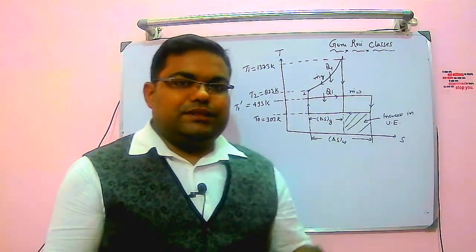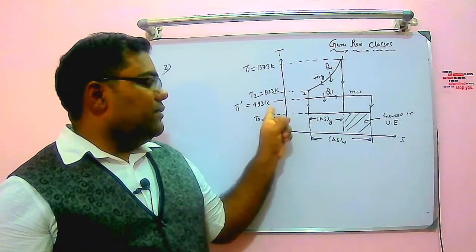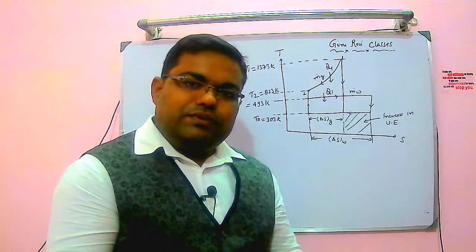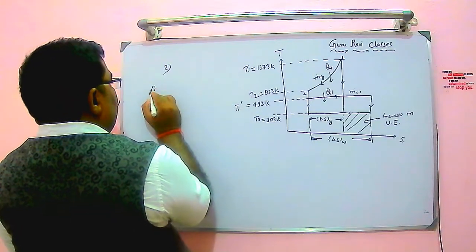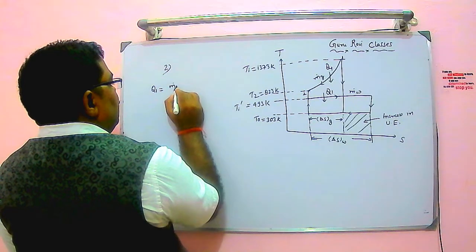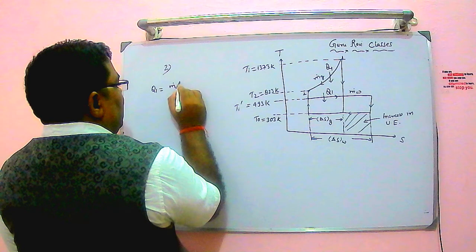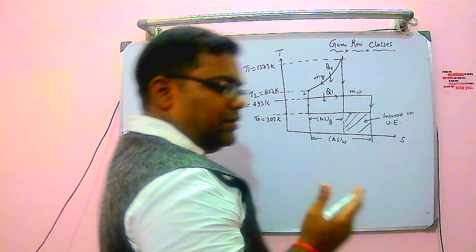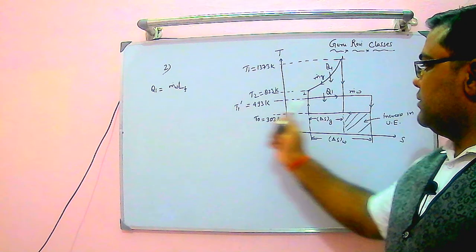And evaporation is a phase change process which will happen at constant temperature. That temperature is already given, 493. So how to calculate the amount of heat supplied? Q1 is equal to the mass flow rate of water into the latent heat of evaporation. That's the amount of heat supplied for the phase change.